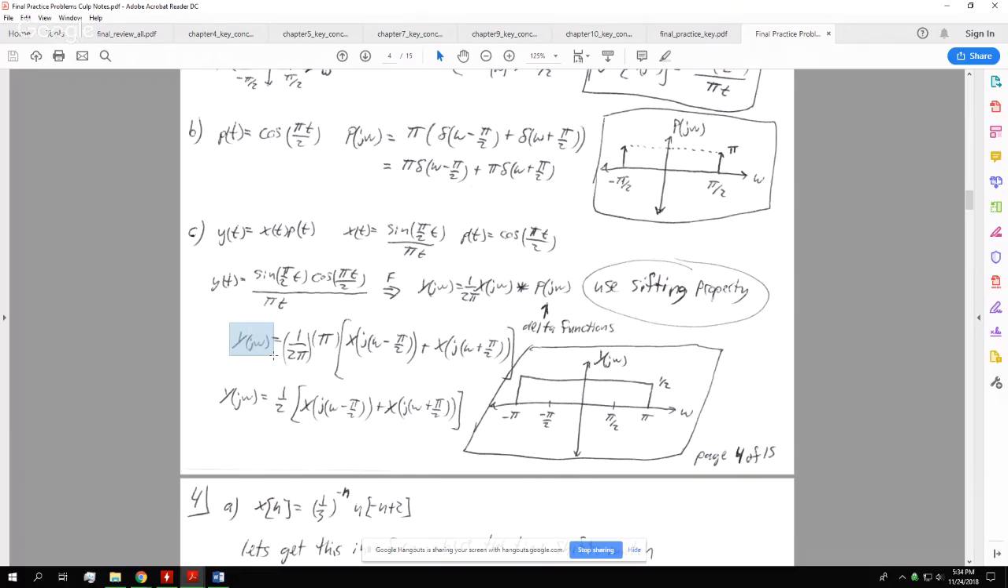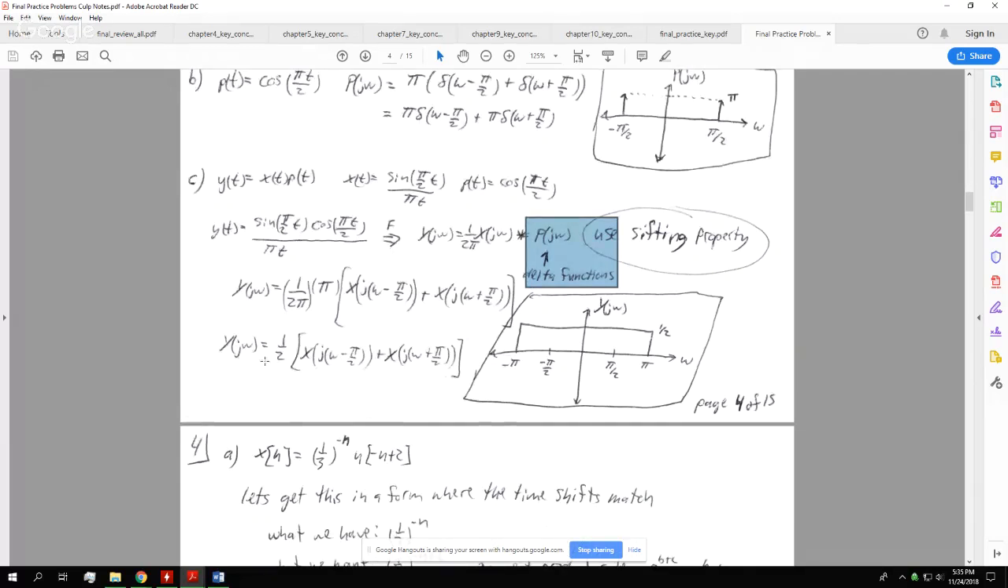So here I rewrote what we're trying to find. And I didn't put it in terms of x of t explicitly. I didn't evaluate X of j omega. I'm just keeping it in this X of j omega form because I know that it doesn't matter what x of t is or X of j omega is, because the sifting property will just modify it so that it is shifted by some new value according to the delta functions that were given by P of j omega.